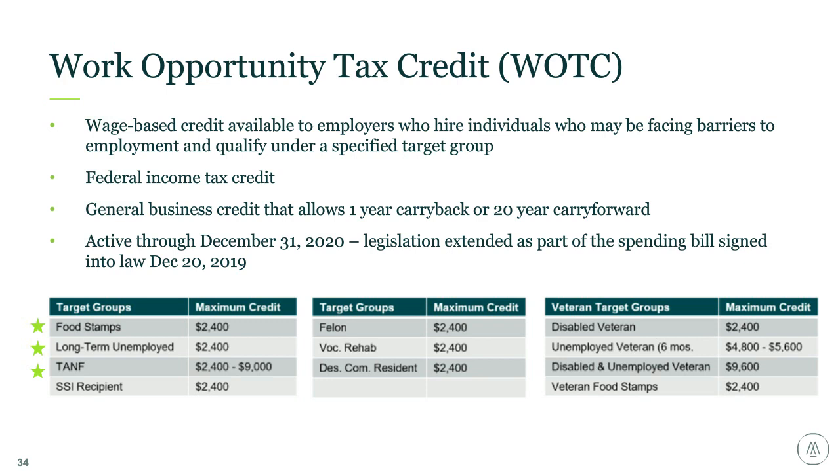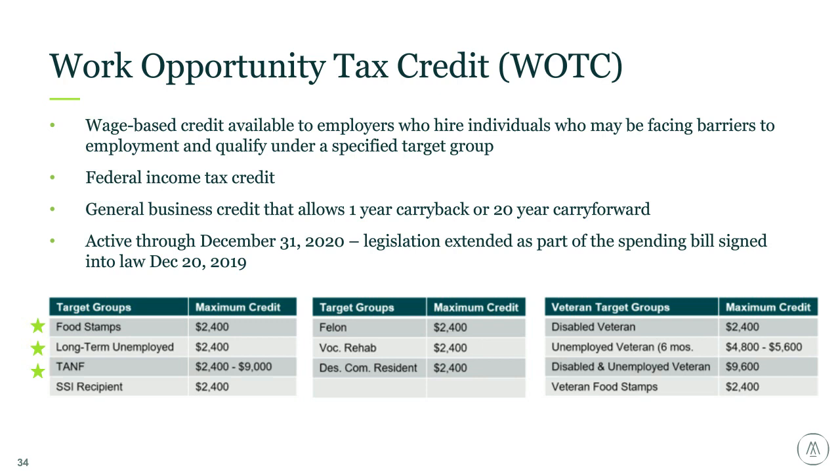On your screen below are all of the current available target groups that new hires can qualify under. For example, food stamp recipients, those unemployed and receiving unemployment compensation, TANF, which is temporary aid for needy families. Depending on the target group, the maximum credit amount can range from $2,400 to $9,600 per qualified employee. And you'll see on your screen there are 3 target groups with green stars. These are the most common target groups that we see employees qualifying under in the healthcare industry.